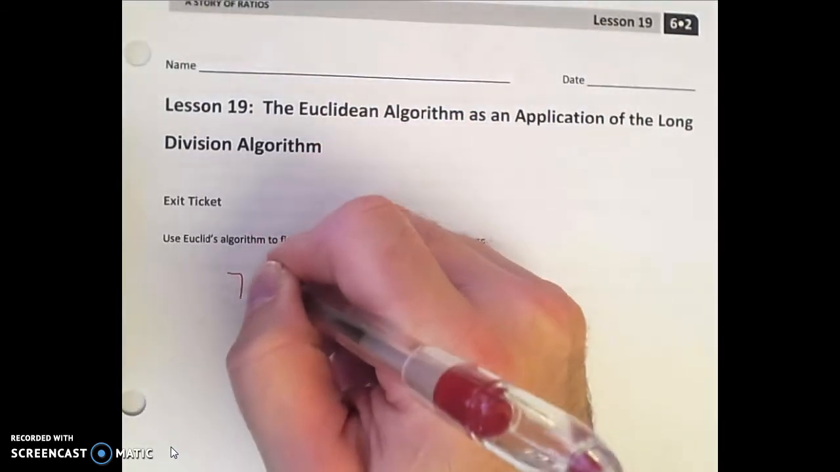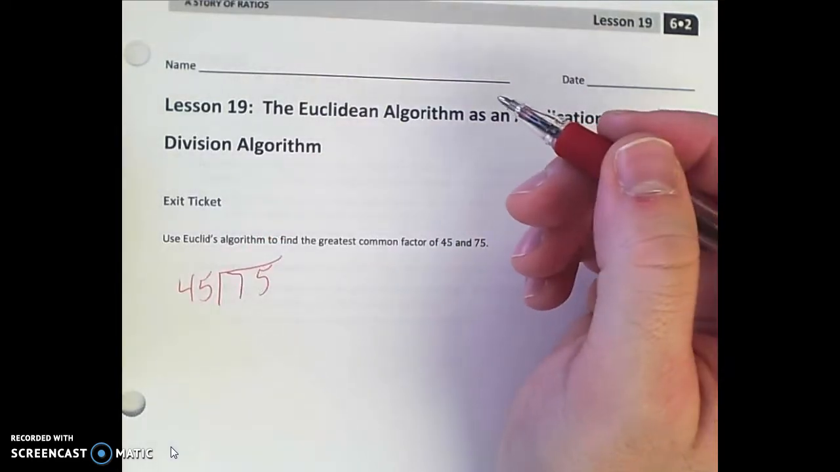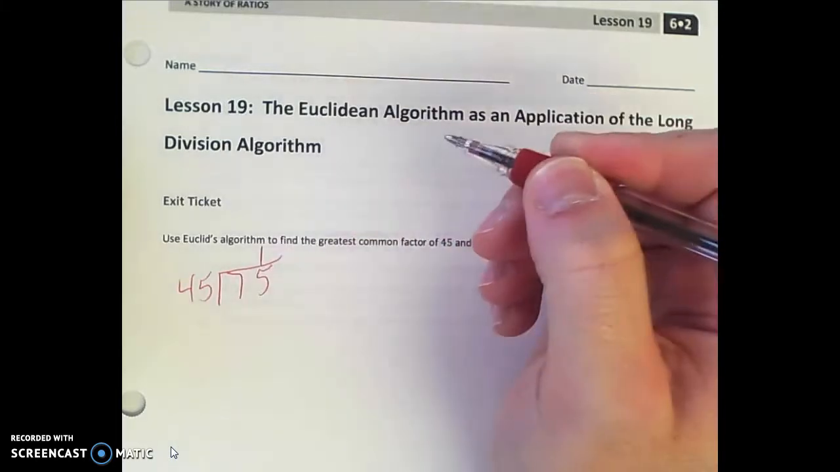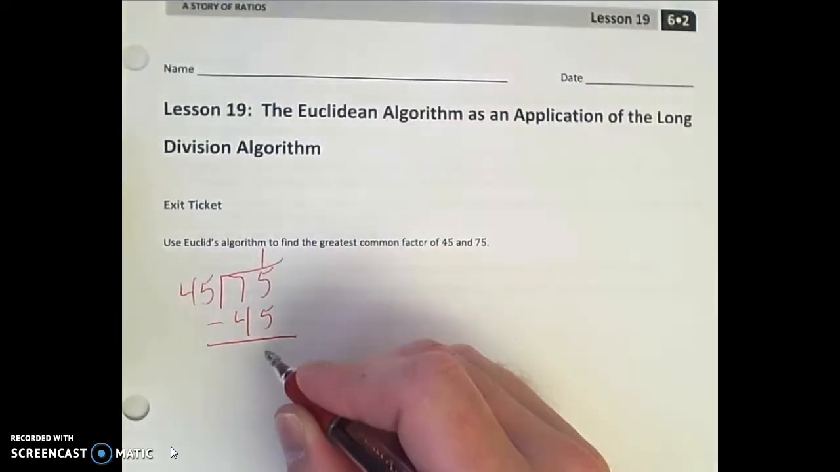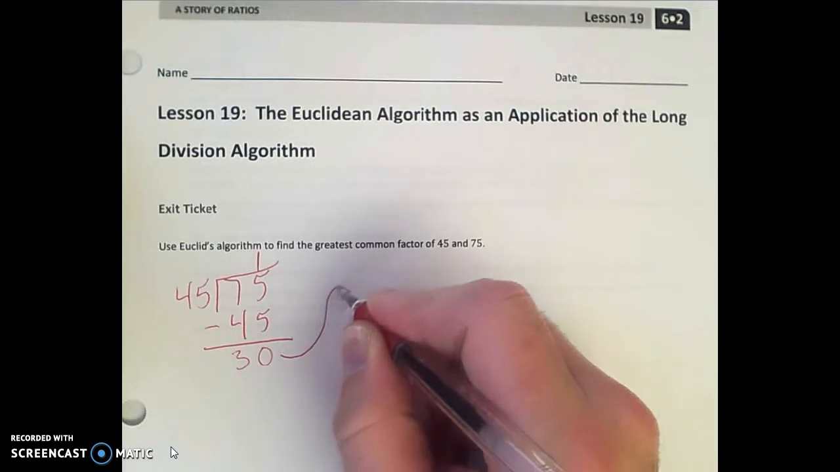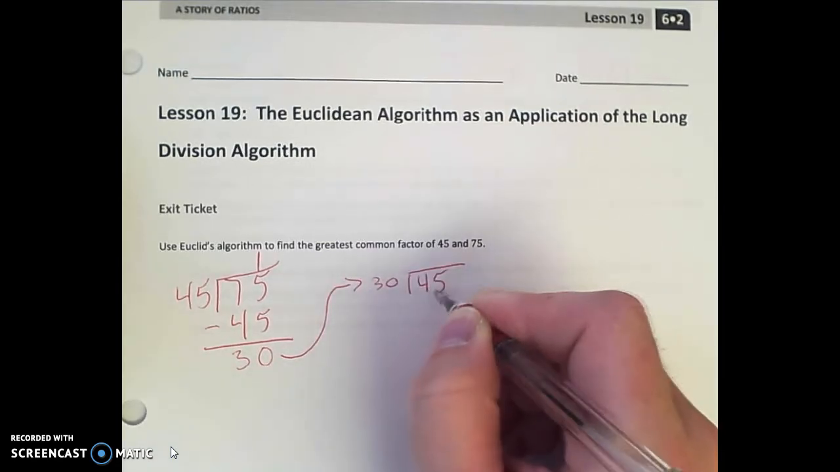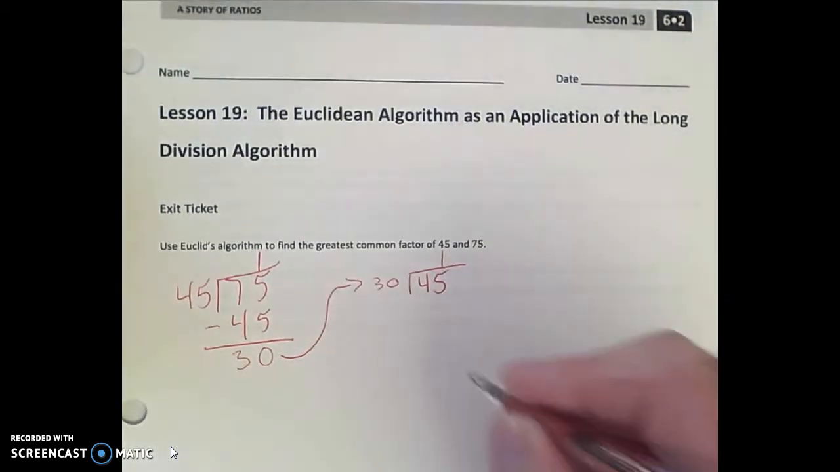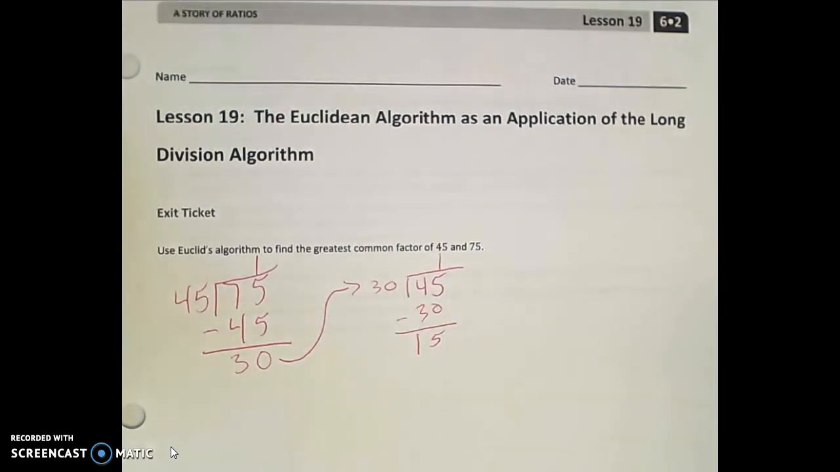So we're doing 75 divided by 45. Now we know that 45 times 2 is 90, which is too high, so in this case we're going to have a quotient of 1. And we get a remainder of 30. So now we bring our 30 over. Now we're dividing that into the old divisor of 45. So in this case we have one group of 30 that we can use. We get a remainder of 15.